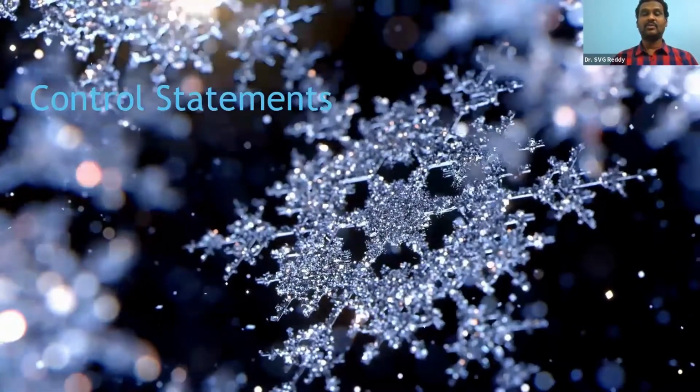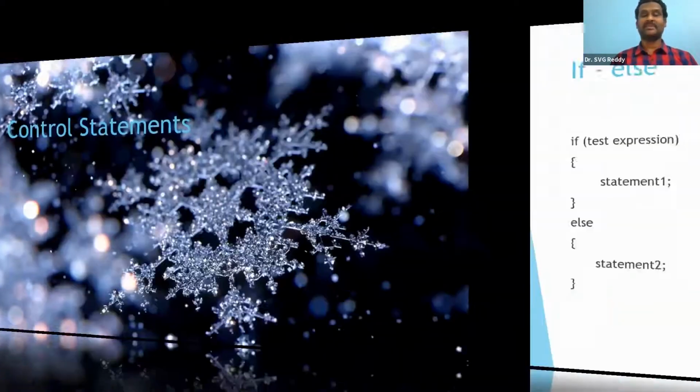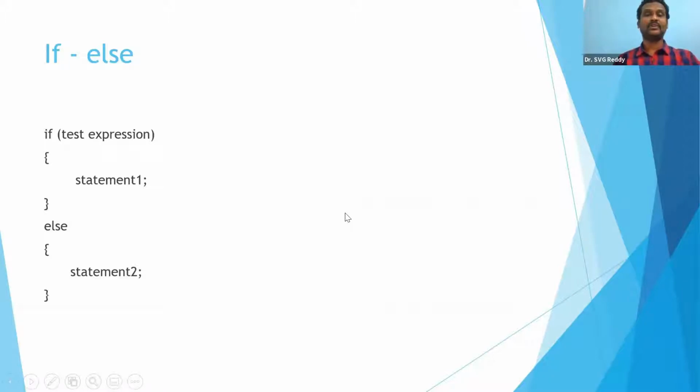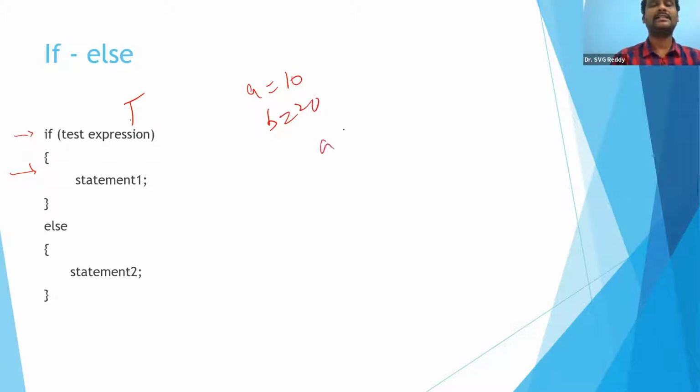So let's not wait. Let's see the first statement, the if-else statement. See the expression here, see the mechanism: if expression or the condition is true, then it will go here. The processor will execute line after line. So when the processor checks the condition, for example, A is 10 and B is 20, and the condition is A less than B, that is true, right? A is less than B, so it is true.